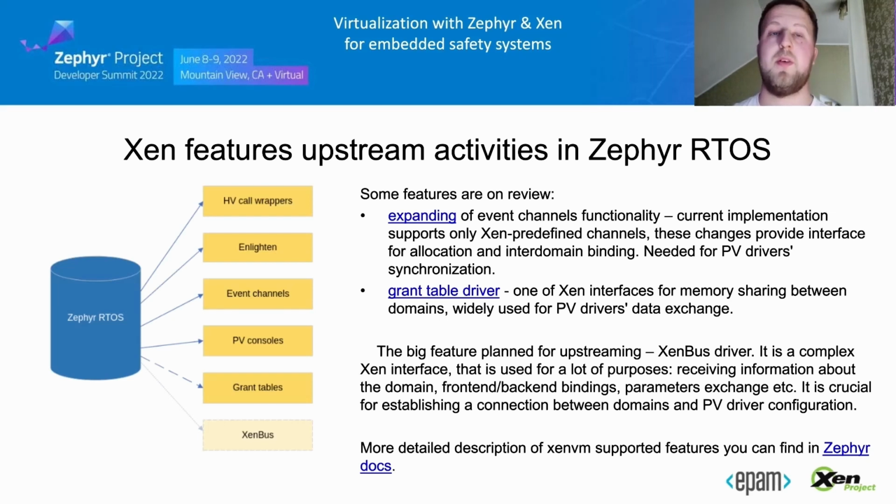And also one big feature that is planned to be submitted is the XenBus driver. XenBus is a complex Xen interface that is used for a lot of purposes. For example, receiving information about the domain, front-end and back-end driver bindings, page reference sharing for future mapping, parameters exchange, and many, many more. It is crucial for configuration and establishing a connection between PV backend and front-end drivers. You can find more detailed information about this feature in the board documentation in the Zephyr repository.